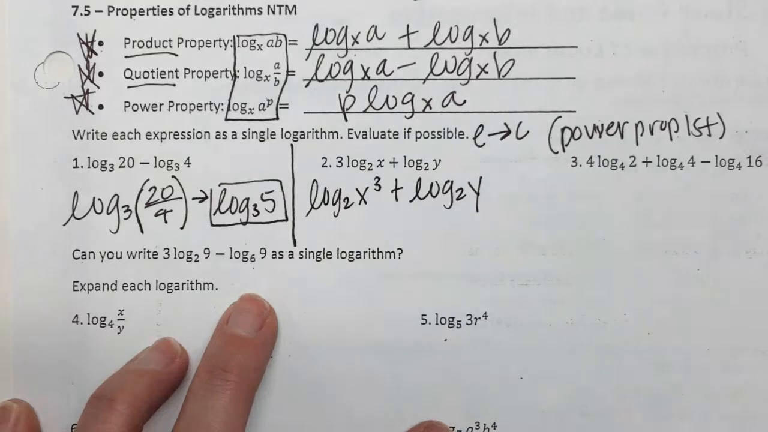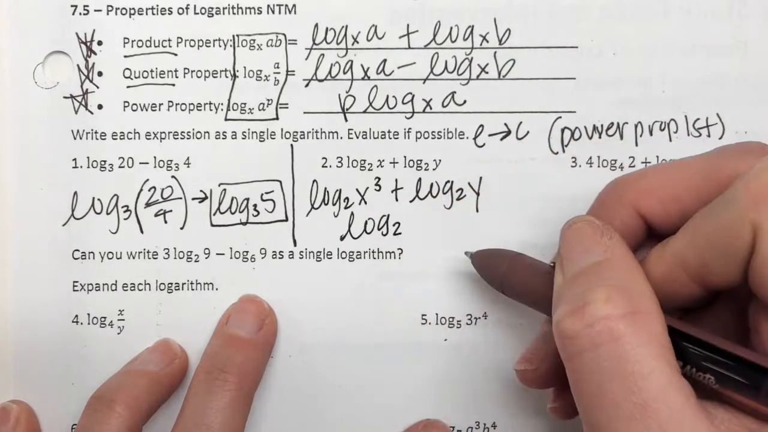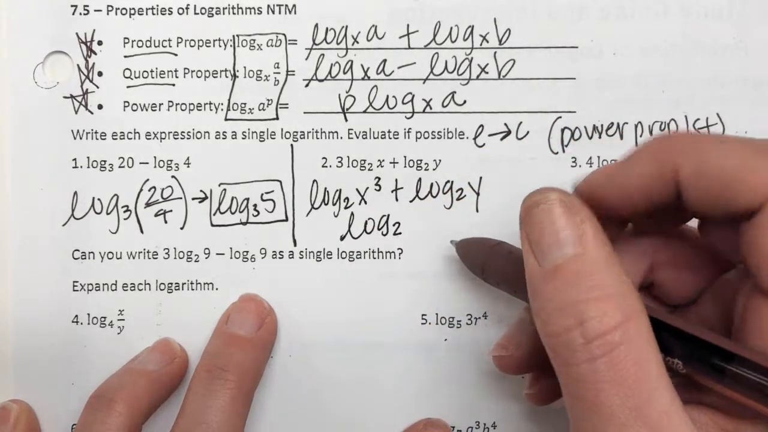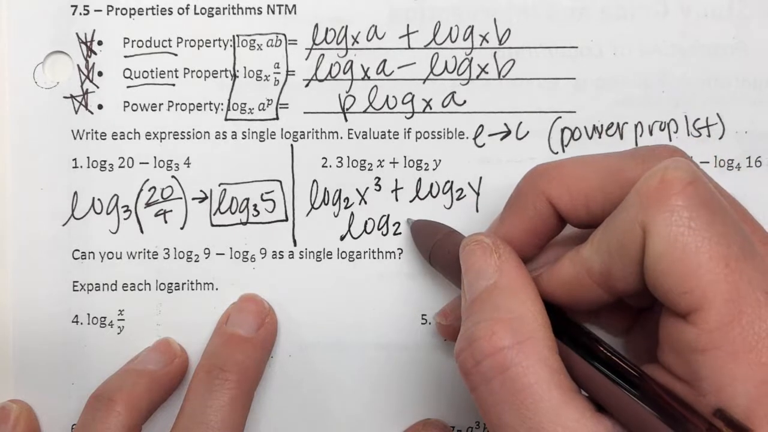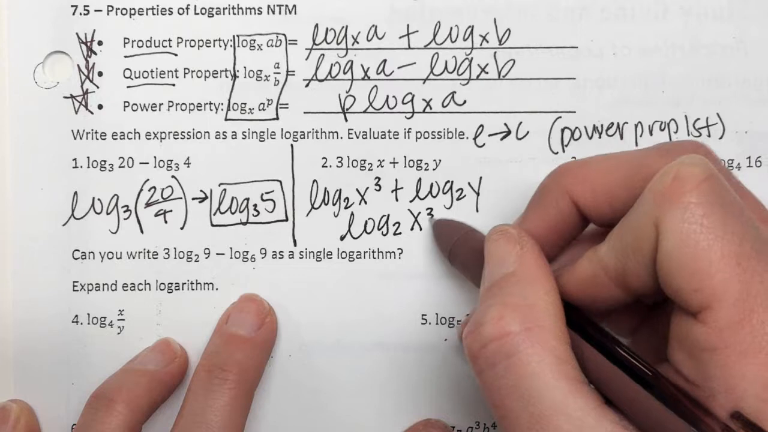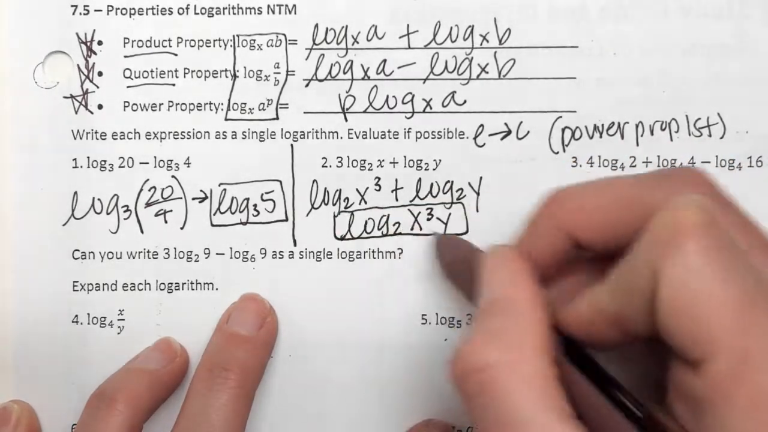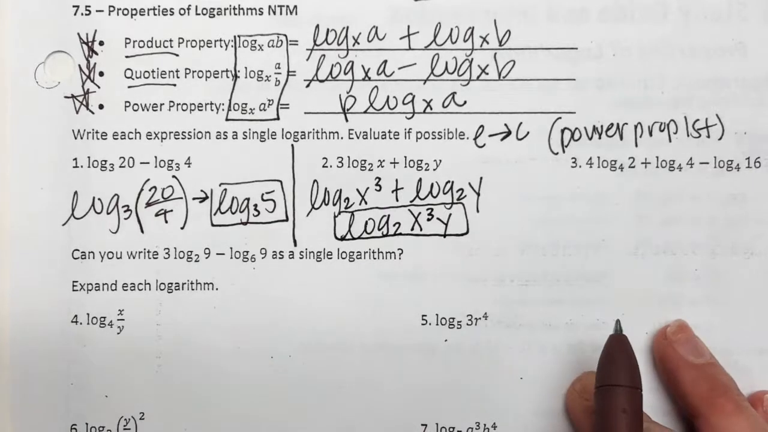Very good. Now we use what property? Product. So it'd be log 2. Go ahead. Very good. That's it. And we know we can't evaluate this because there's letters involved.